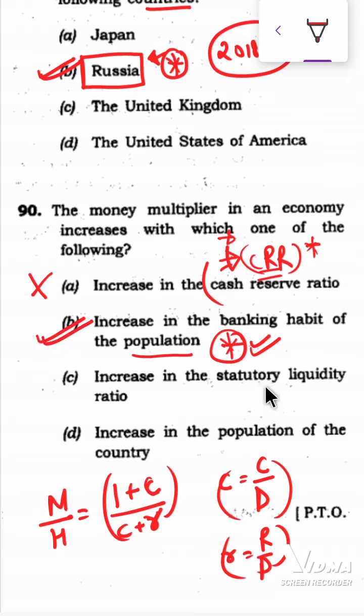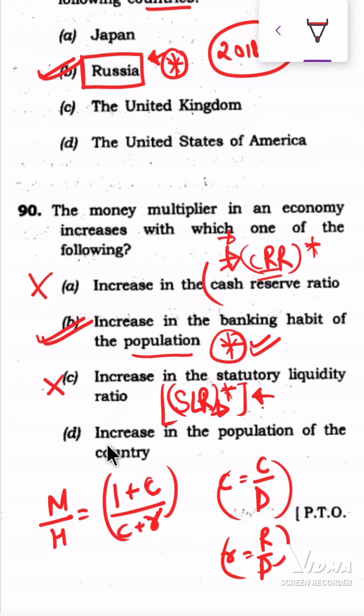Increase in the statutory liquidity ratio. No, the statutory liquidity ratio again dampens money creation, because a certain fraction of the deposits the bank has to keep itself, like gold and cash, which it cannot lend to the private investors, to the corporates, to the persons who are investing in the business houses. So it doesn't help in money creation, hence it does not contribute to the money multiplier.